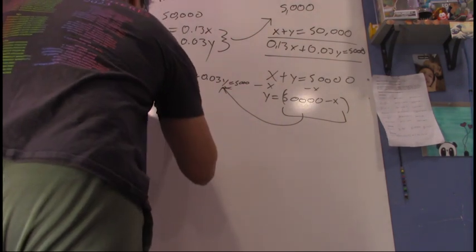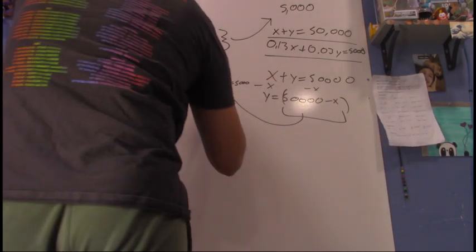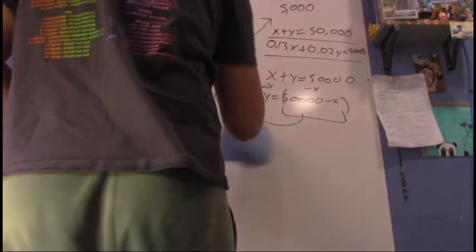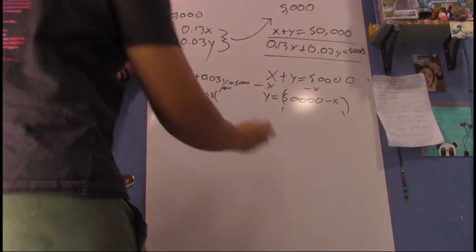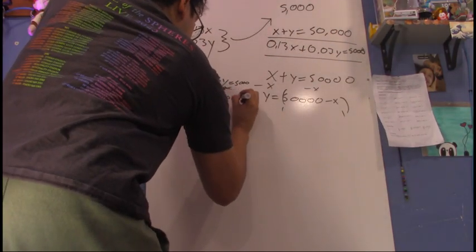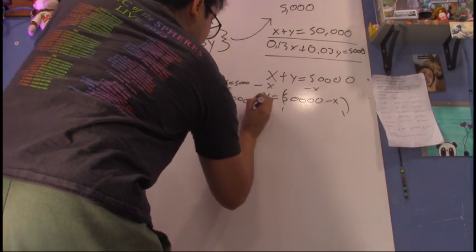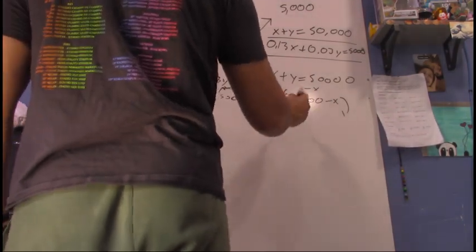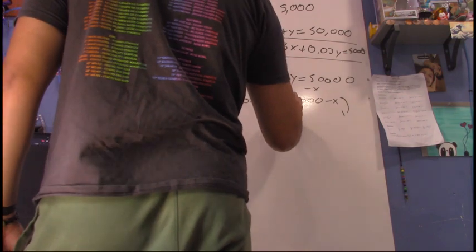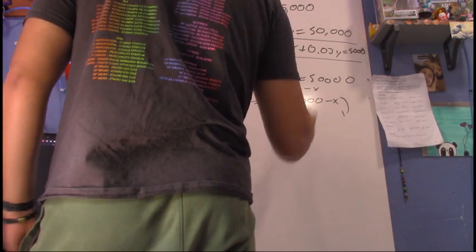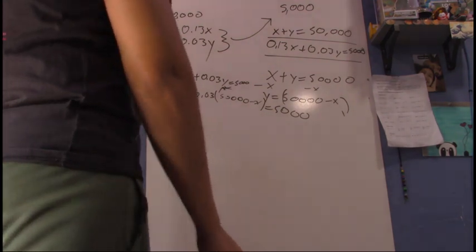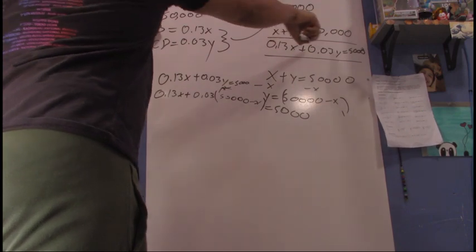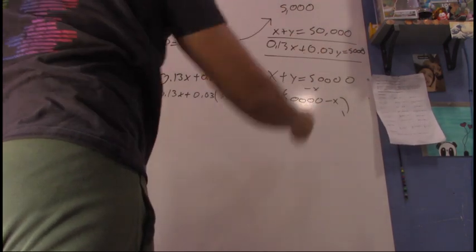So this becomes 0.13x plus 0.03 parentheses, 50,000 minus x, equals 5,000. Because we got to keep that there. So all we did here is we manipulated the first equation and got the y by itself, so that way we could plug in the whole thing into y for the second equation to find x.